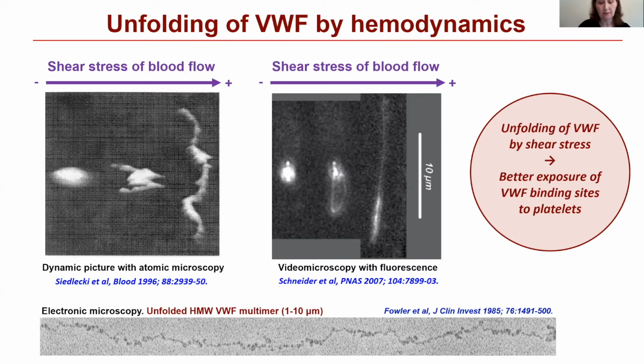At low shear rates, von Willebrand factor has a globular folded conformation. In contrast, the higher the shear stress is, the more unfolded von Willebrand factor becomes. At high shear rates, von Willebrand factor is totally unfolded as a long string, whose length can reach 10 micrometers. The physiologic unfolding of von Willebrand factor by the high shear stress of blood flow present in the microvessels induces a better exposure of von Willebrand factor binding sites to platelets and then enhances von Willebrand factor hemostatic power.